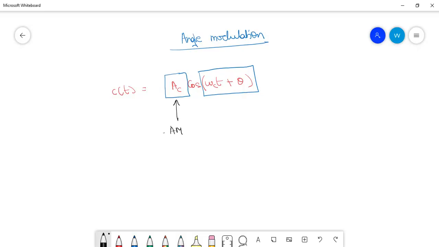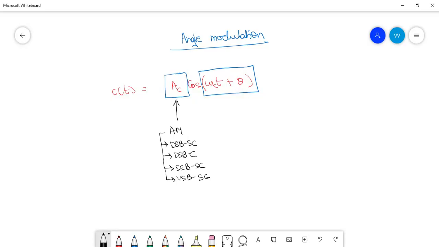We saw the various modulation types of AM, basically DSB-SC, DSB-C, SSB-SC, and VSB-SC. These were the subtypes of AM.